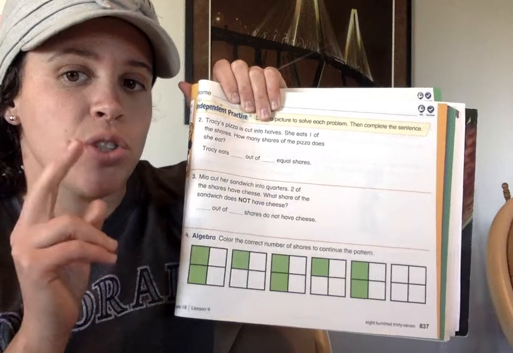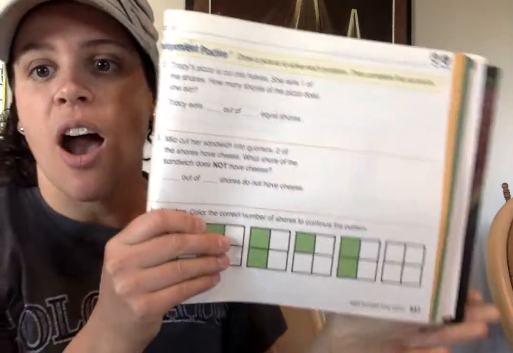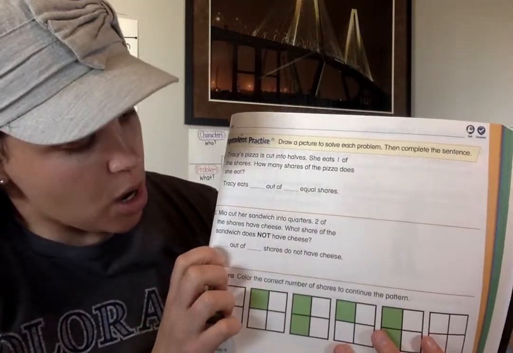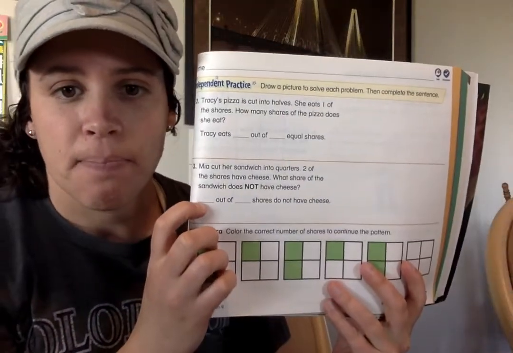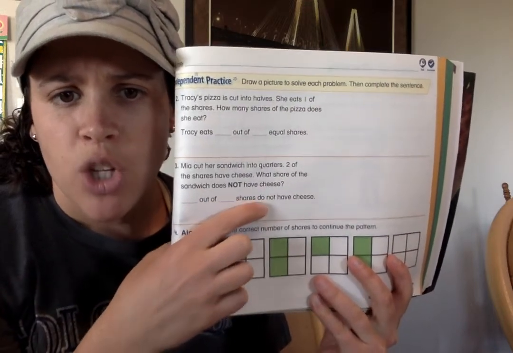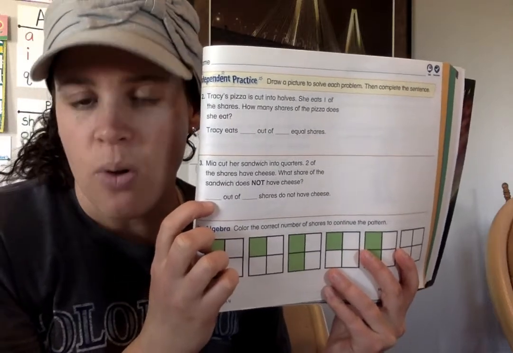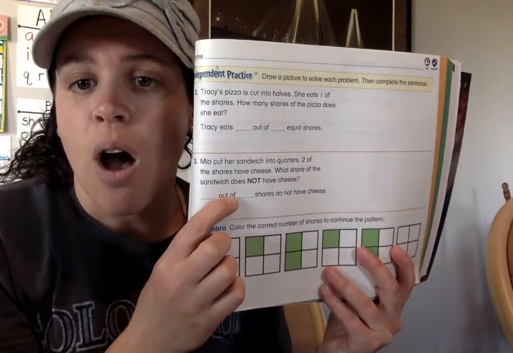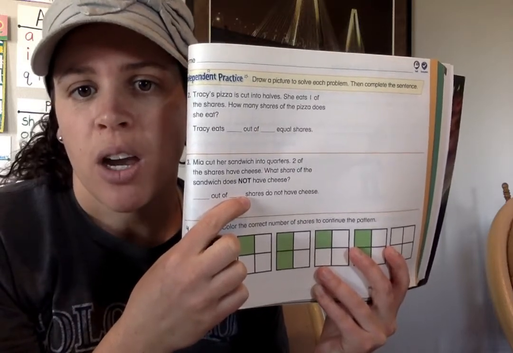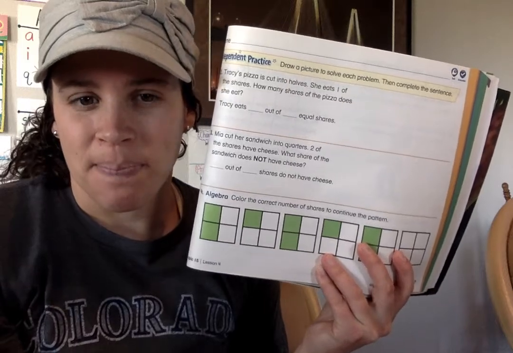So you should have 2 of the shares colored in yellow. How many are not colored in of your fourths? So then you would fill out down here, blank out of blank shares do not have cheese. So you're going to count how many aren't yellow, how many don't have cheese, out of how many total equal shares are there. Okay, do not have cheese, and that would be your fraction.